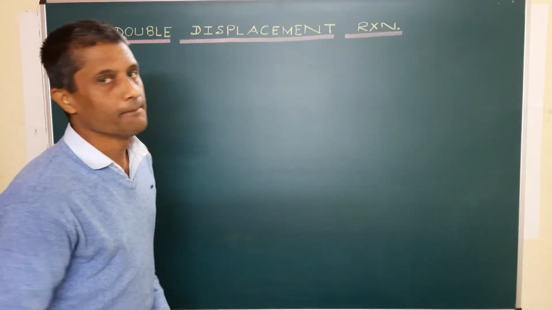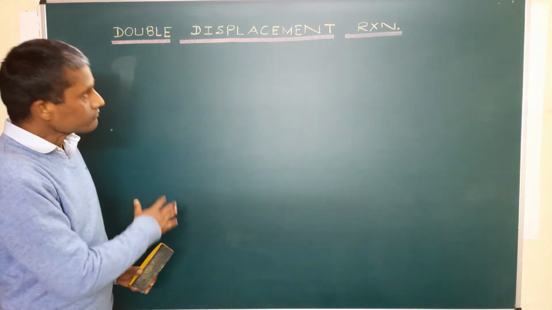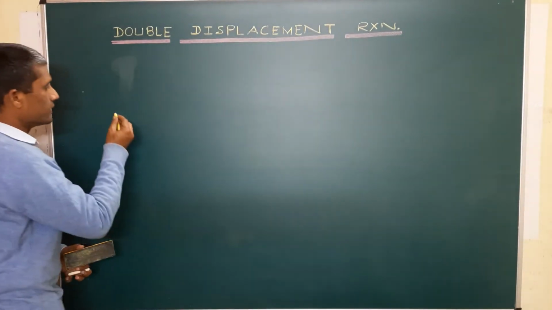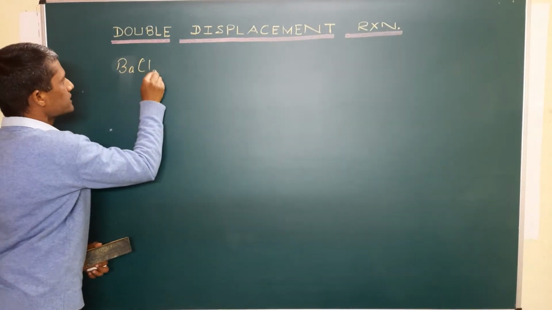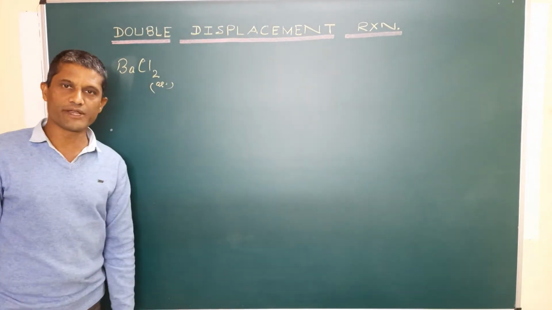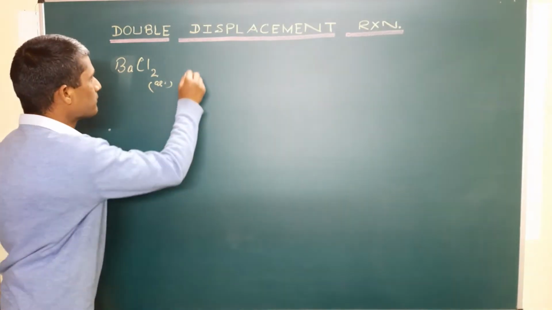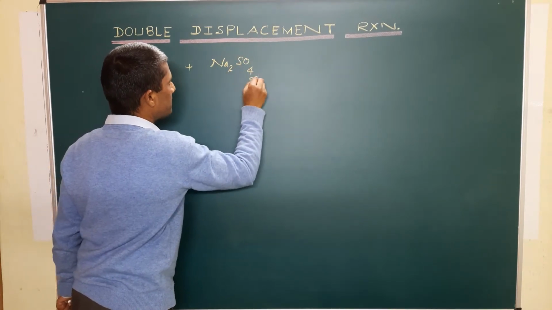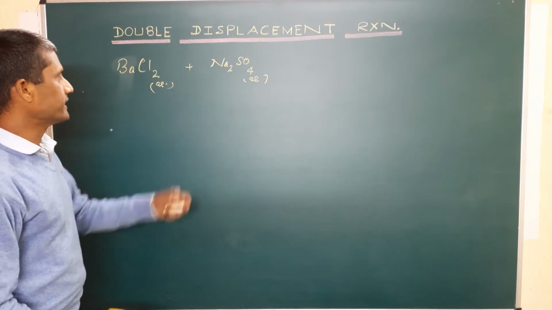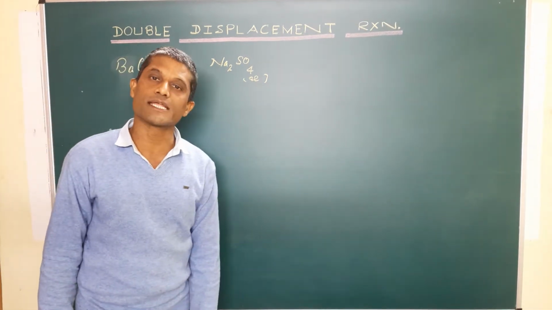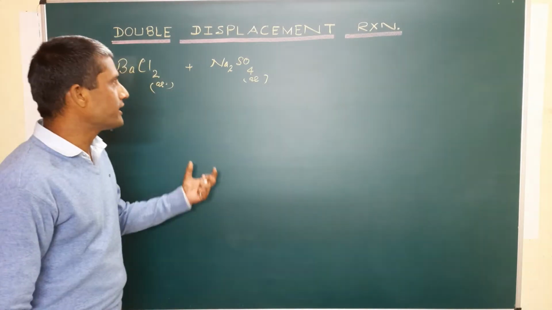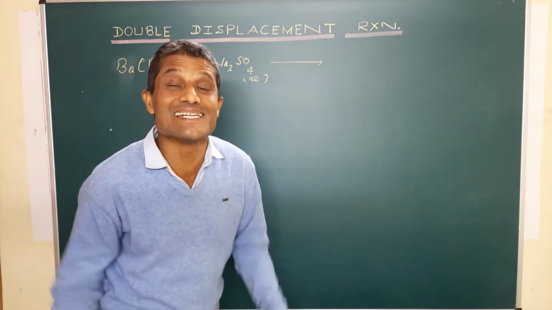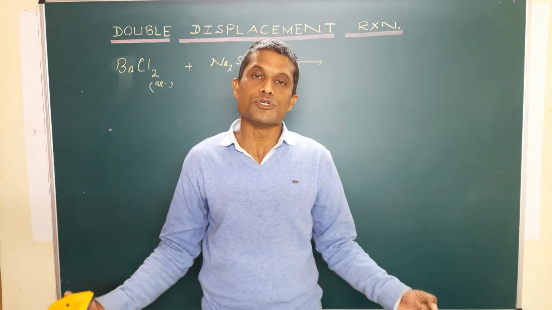Let us see this reaction. We are going to take barium chloride being treated with sodium sulfate. Barium chloride, BaCl2, is taken in aqueous state, treated with an aqueous solution of sodium sulfate. Remember, both are ionic compounds taken in aqueous form, which means they give ions, and ions are required so that the mutual exchange of ions can take place, which finally results in the formation of new compounds.